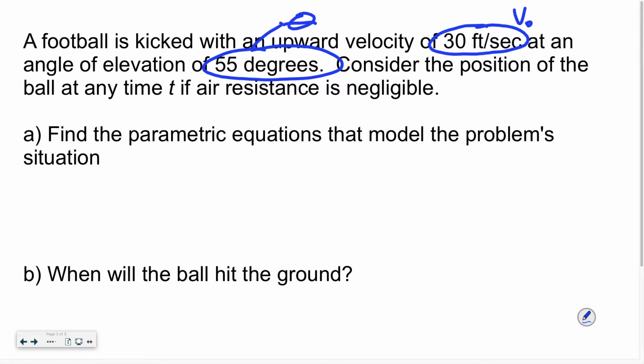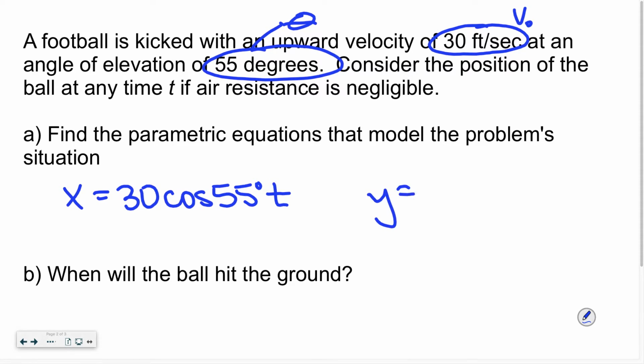So if we are going to set these up, we have x equals 30 cosine of 55 degrees t. And we have y equals negative 16 t squared plus 30 sine of 55 degrees t plus 0. I'm not going to write it, mainly because I ran out of room, but we also don't need plus 0. Okay? Now, before we start solving things, go ahead and take your calculator out and make sure that it is in degree mode.